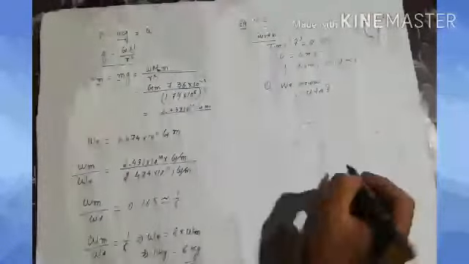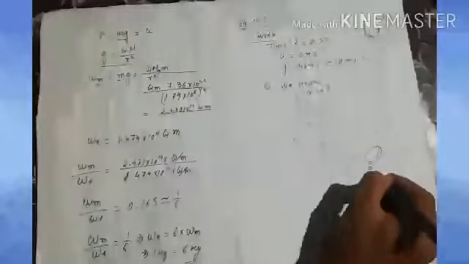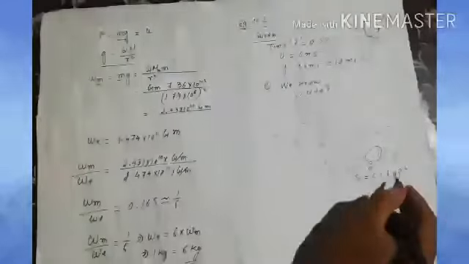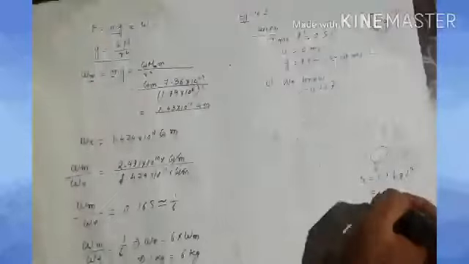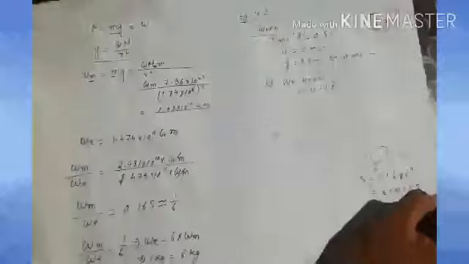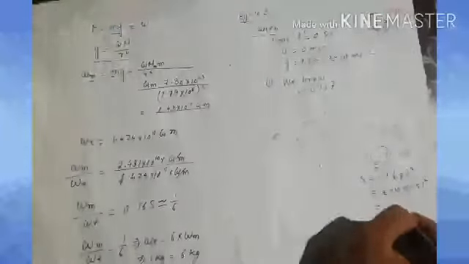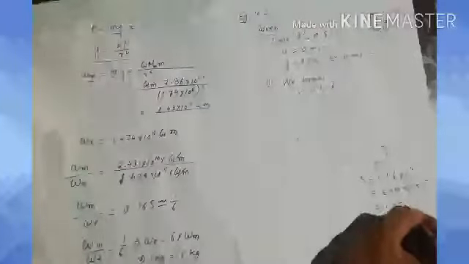Now u is 0, so the entire first term becomes 0, and s equal to half g t square. Here half g is 10 and time is 0.5 square, so the answer will come as 1.25 meter. So I hope all of you have understood this question. If you have any doubt, you can tell me.